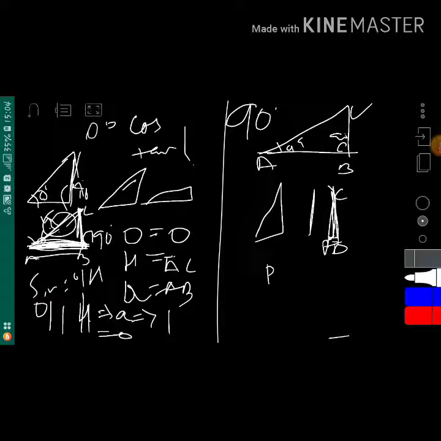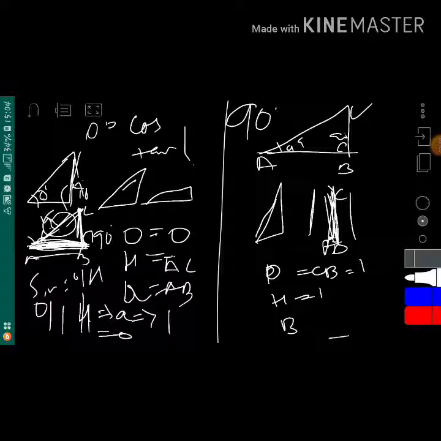The perpendicular, that is your opposite side, will be my CB, right? CB, that will be my 1, right? Hypotenuse, there used to be a hypotenuse, but there is no hypotenuse because it has become 1. So this and the hypotenuse are the same. So this hypotenuse is also 1. B, there is no line here. That is my adjacent. There is no adjacent, so that becomes 0.